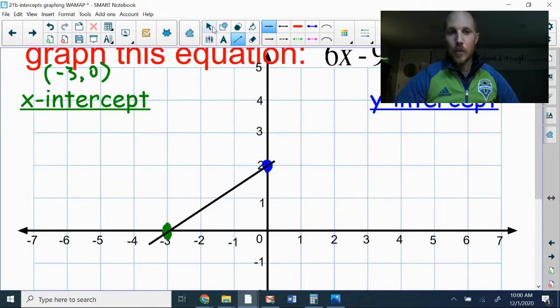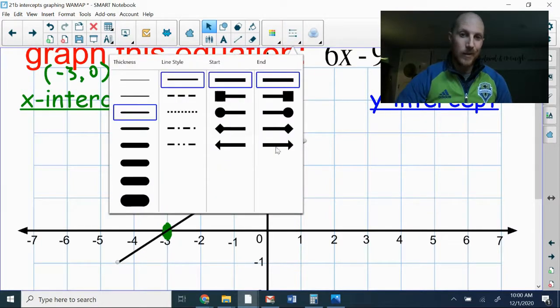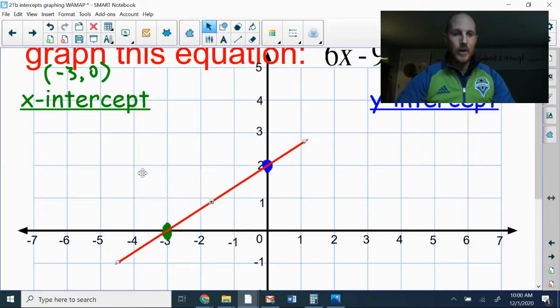So I do want the line to go past the dots. It's not just connect this dot to that dot. WAMAP's going to draw a line for you that will go to the edge, both edges of the graph. But I want to make sure that I am representing that this line goes past the dots. It goes forever in both directions.